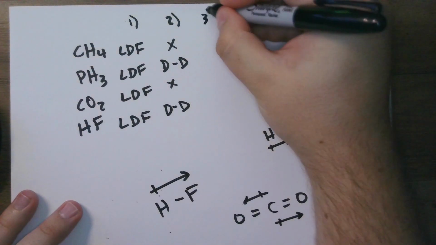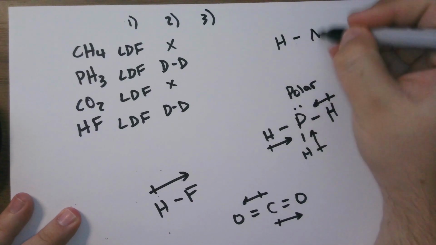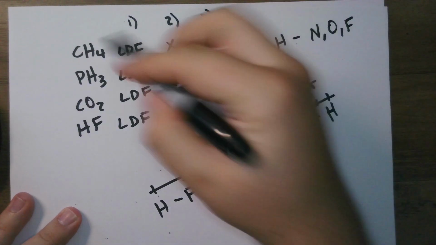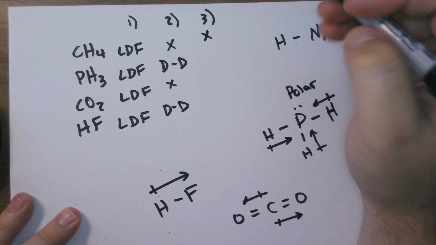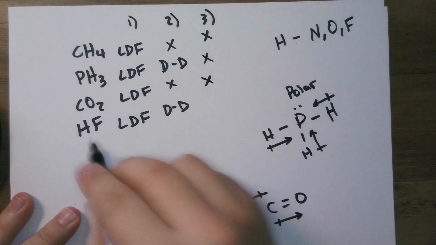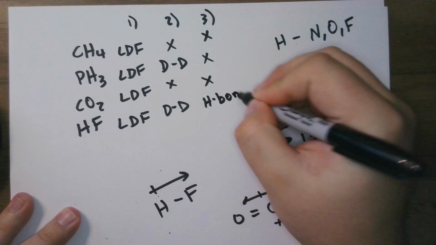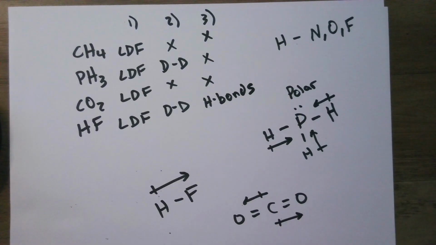The last one is hydrogen bonds. So all you're looking for is if it has an H bonded to either an N, O, or F. This has an H but is bonded to a C. This has an H bonded to a P. This doesn't have an H. This has an H bonded to an F. So this one has hydrogen bonds. And that's what you're doing.